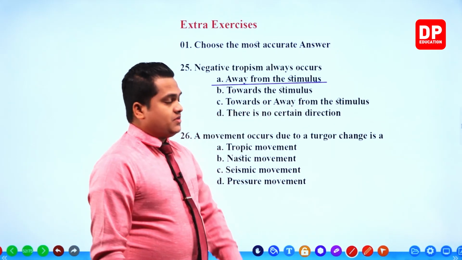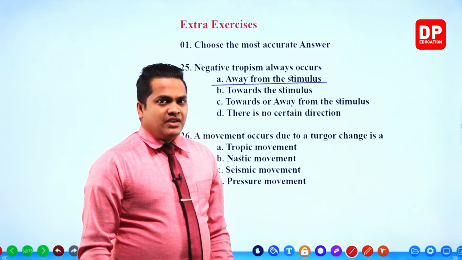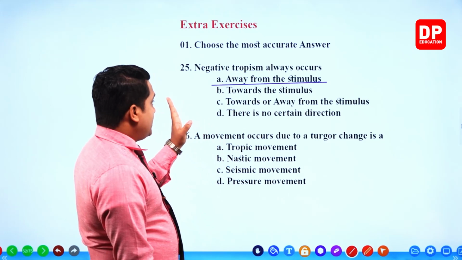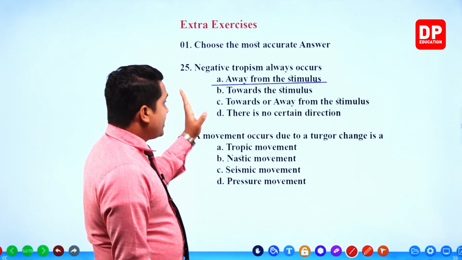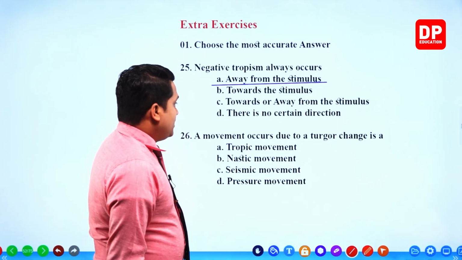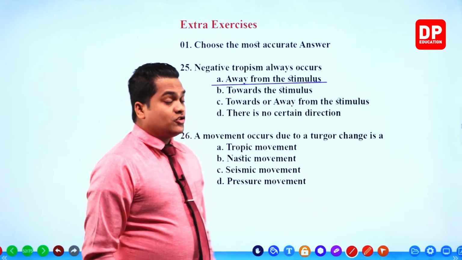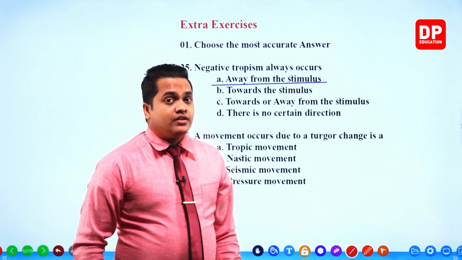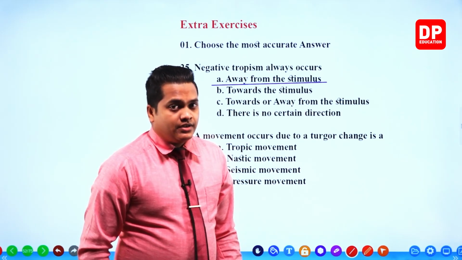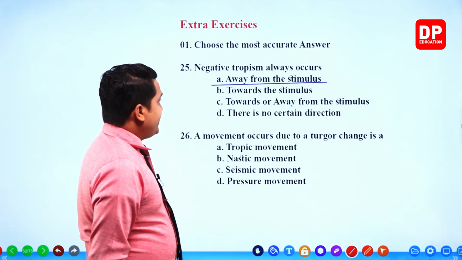Towards or away from the stimulus: that's not going to happen, right? That's the meaning of a trophic movement, which can be towards or away. Here, they are asking about negative trophic movements. Then the final one says there is no certain direction. If there is no certain direction, then it can't be a trophic movement. Then it is a nastic movement, right? So this is the answer for the 25th question.